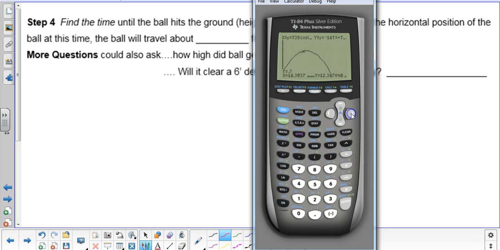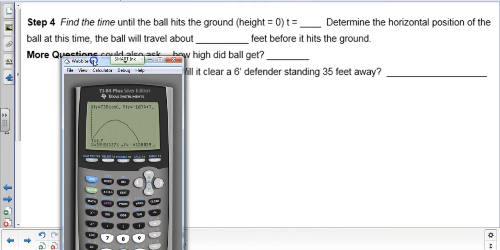So as I trace along, the closest I can get to 0 is negative 0.02, yes? How long did it take to get there? Anybody get 1.7? Yeah. At t equals 1.7, it's hitting the ground. How far away is it? 40 feet. 39.8. What happened to my cursor? The x is how far away it is, so it's 39.8 feet away.